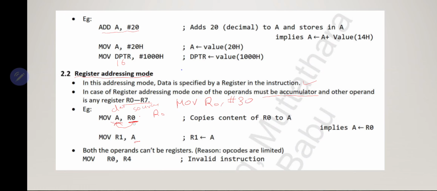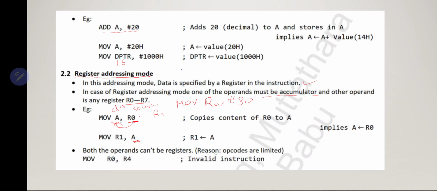So move A comma R0 means the value in the register, which is 30, is moved to A. This copies the content of register R0 to A. So we are looking at the R0 content and it is copied to A. Move R1 comma A means the data in A is moved to the register R1. So this is register addressing mode.